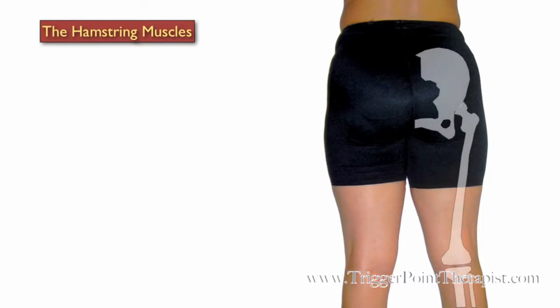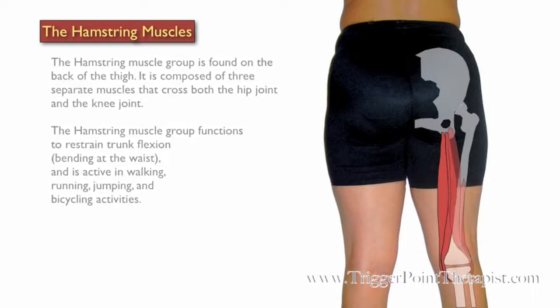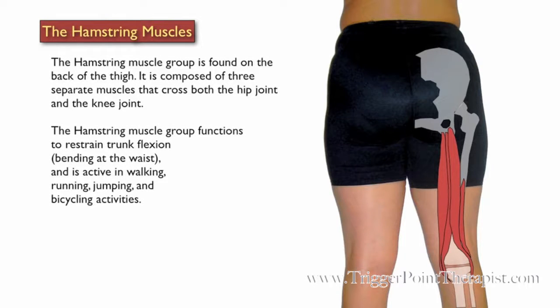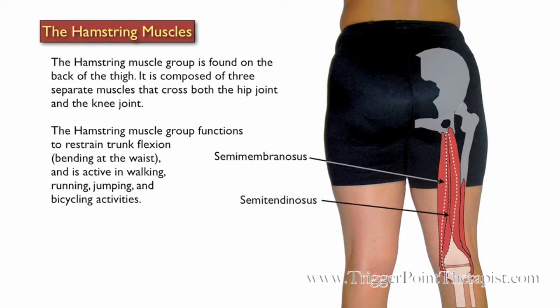The hamstring muscles. The hamstring muscle group is found on the back of the thigh. It is composed of 3 separate muscles that cross both the hip joint and the knee joint. First we have the semimembranosus and the semitendinosus, and finally the biceps femoris.